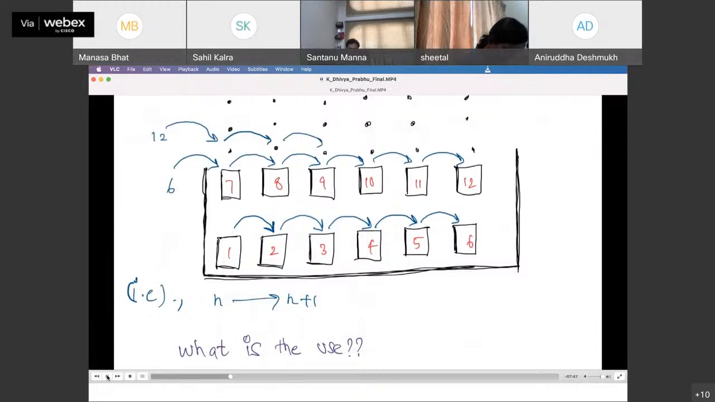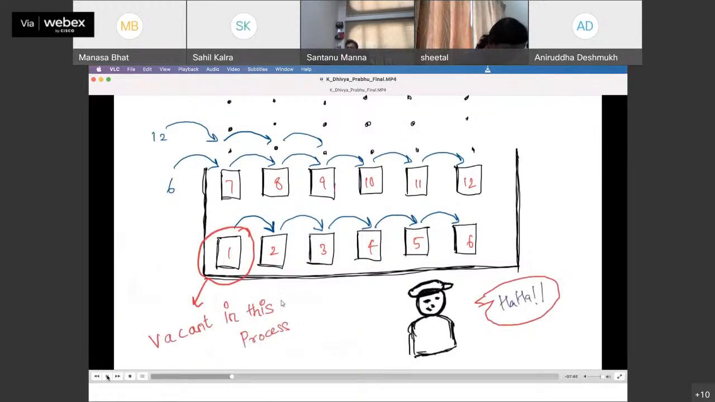So what is the use of this process? The use is that nobody lives in the first room now because that person has already shifted to the second room. So the first room is vacant. The manager is very happy because he can assign that visitor to this room.